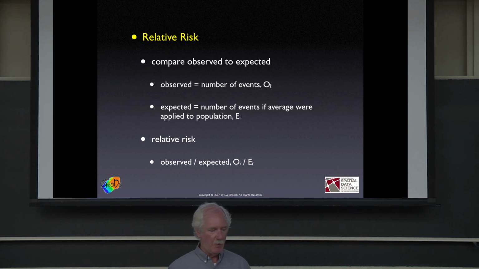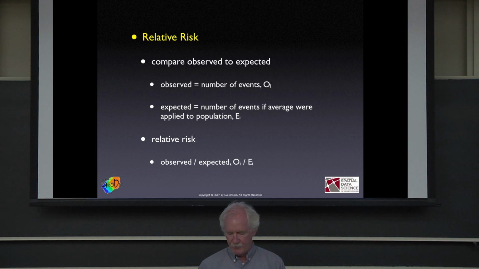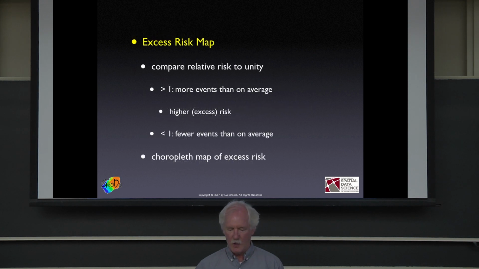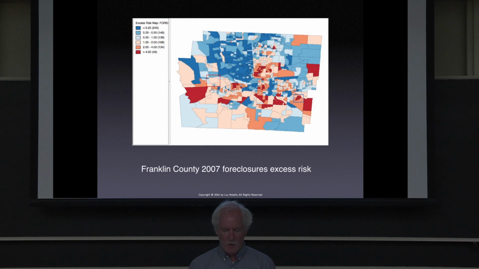So it's very simple, but it's very powerful because it compares your crude rate to the rate on average, or you compare your actually observed events to what the expected events would be. And it's very simple math: larger than 1, elevated, less than 1, not elevated, and then we can make a map of this. And that's our excess risk map.